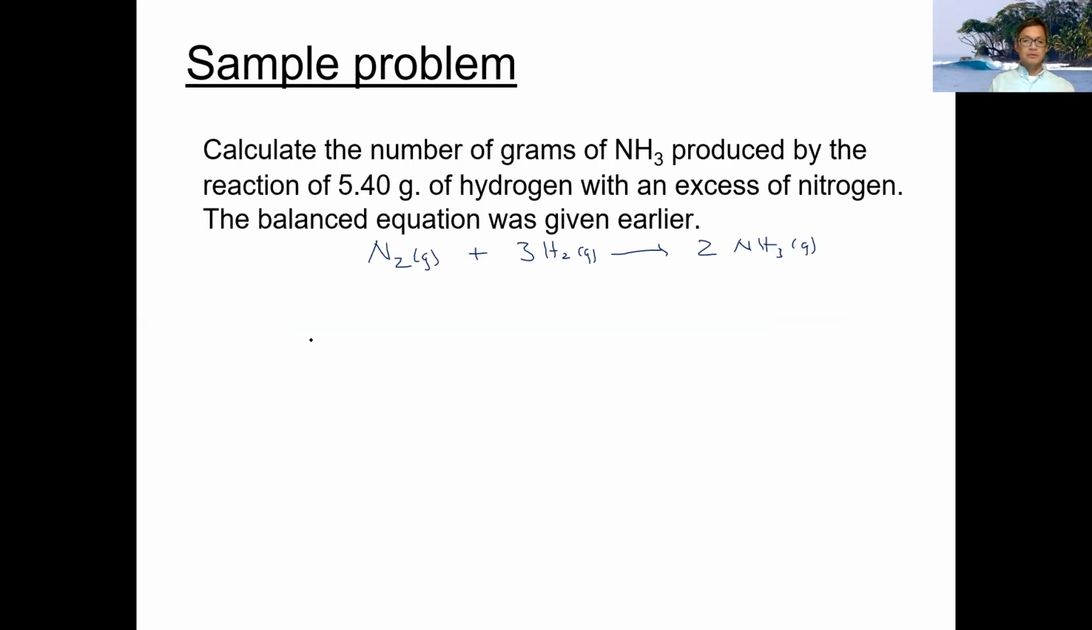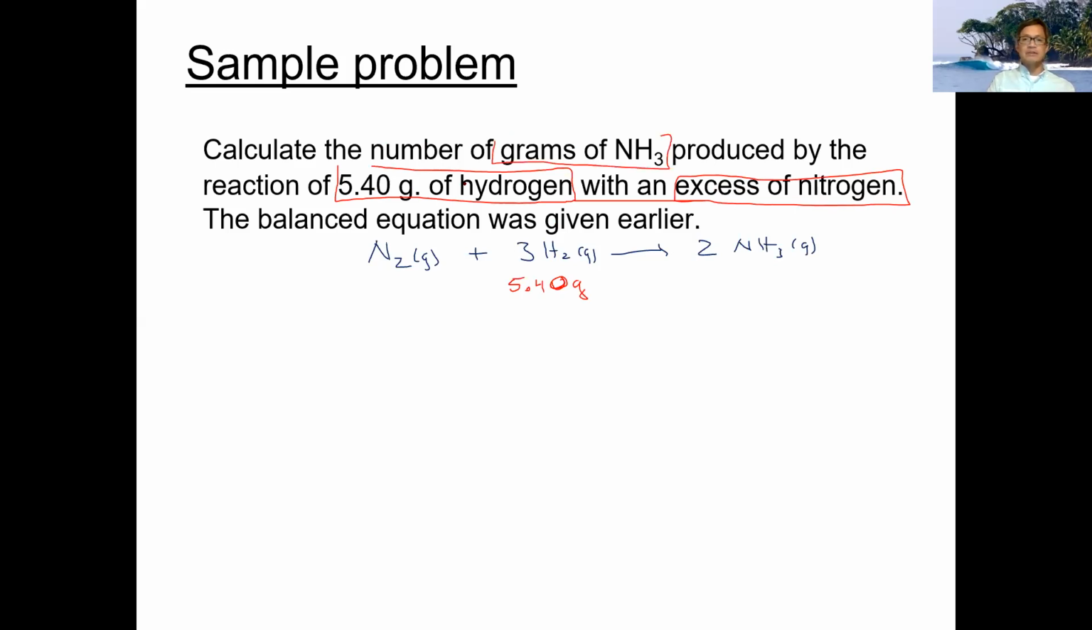So let's see what we are asked to do and what we're given to get that done. We were told that we have 5.4 grams of hydrogen. I'm going to write that underneath here just so we can remember, and this is a technique that I would advise that you do. We were also told that we have excess nitrogen. What that means is we have more than enough nitrogen to run this reaction. We don't have to worry about the amounts here. And they're asking us to find the grams of ammonia.